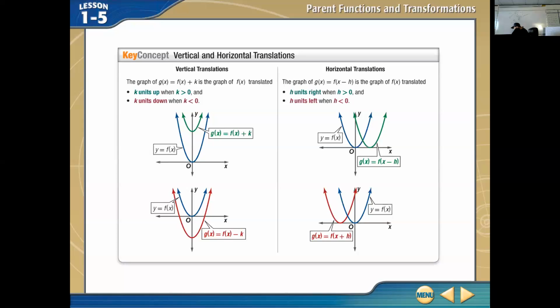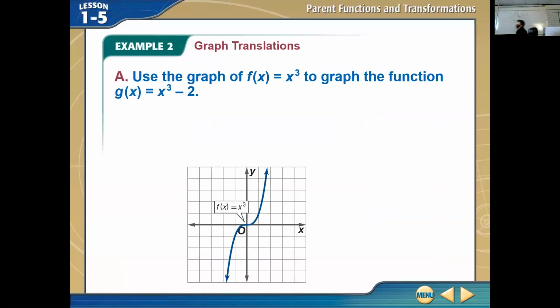Okay, it makes it fairly easy to write equations for our transformations. If we remember, outside is vertical, inside is horizontal. Okay, so use the graph of f of x, which is equal to x cubed, to graph the function x cubed minus 2.